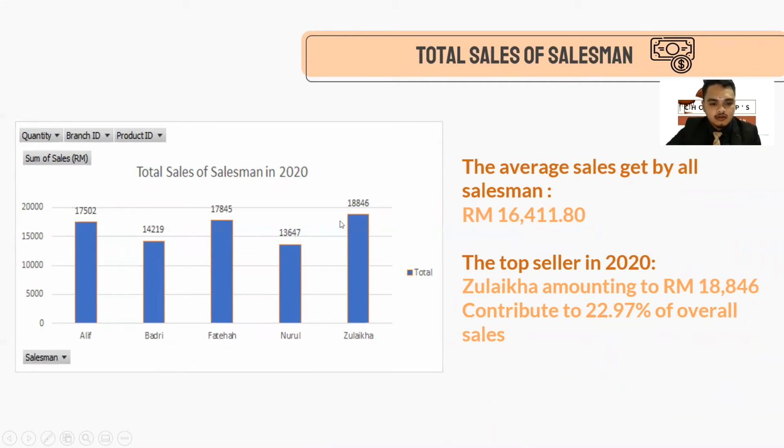So from the graph, you can see that the sales of each of the salesmen is quite similar, meaning there is no dominance from any one of them. And the top seller in 2020 is Zulaika, with 18,846 ringgit total sales. Her contribution is about 22.97% of the overall sales we got in 2020 for all products we have.